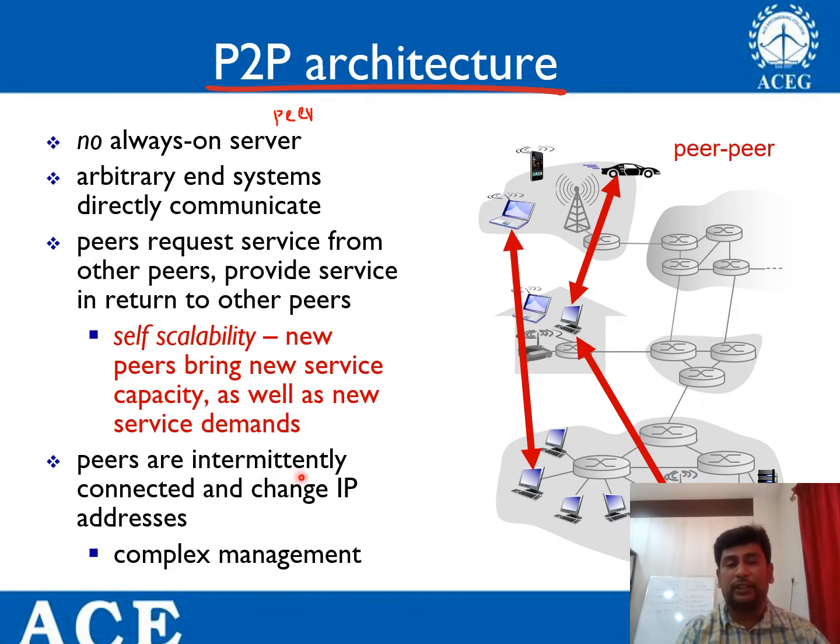The peers are intermittently connected and they change IP address. For instance, now I have been allotted one particular IP address. When I move from that place, I might be allotted another IP address. So it's a complex management architecture.